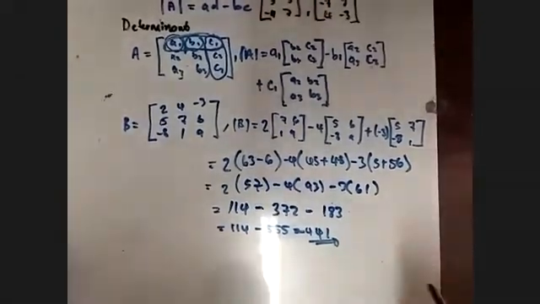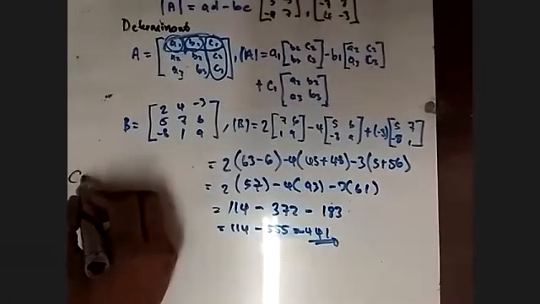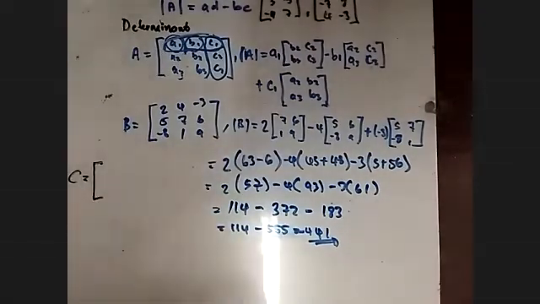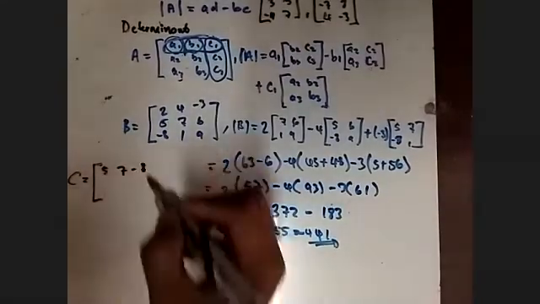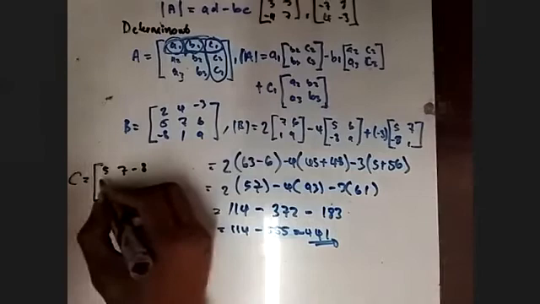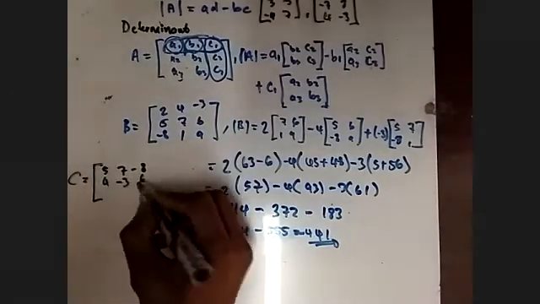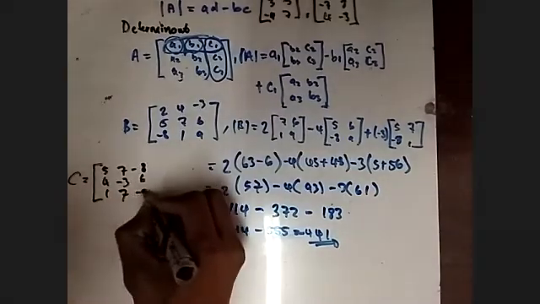Okay. So you can find the ones for C. C is given by 5, 7, and negative 8. 4, negative 3, and 6. 1, 7, and negative 9. Okay.